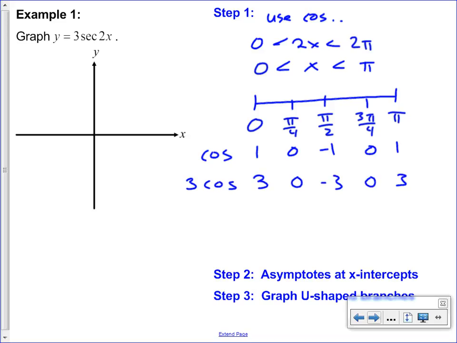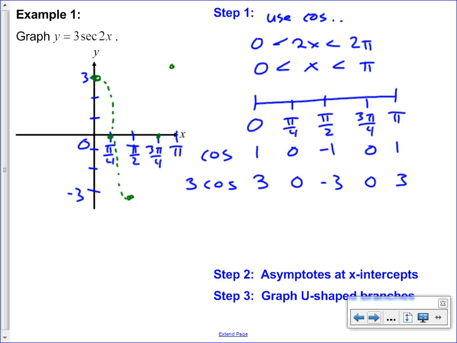Gorgeous. Okay, so this is our ghost function. From 0 to pi, between is pi over 2, pi over 4, and 3 pi over 4. We're going up 3 and down 3. Okay. Colored pencil. 3, 0, negative 3, 0, back up to 3.